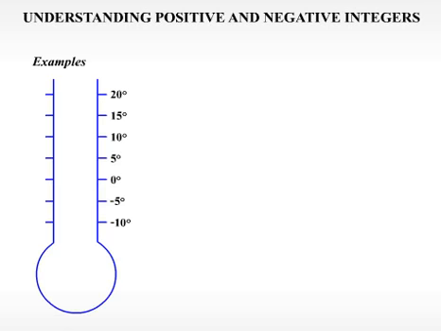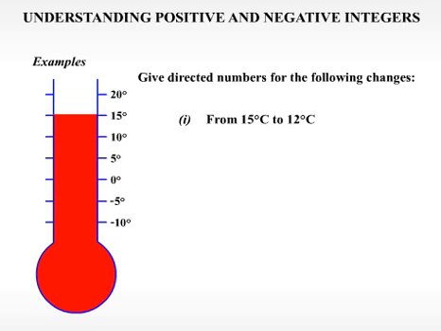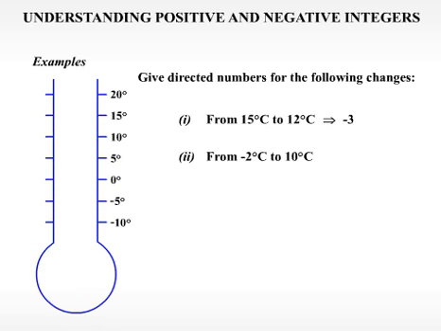Let's look at some further examples. We're asked to give directed numbers for the following changes. So the first one, if we're starting at 15 degrees Celsius and it changes to 12 degrees Celsius. So there's 15 degrees Celsius. If it drops to 12 degrees Celsius, it's gone down 3. And as a directed number, we would write negative 3. A drop of 3 would be indicated by negative 3.